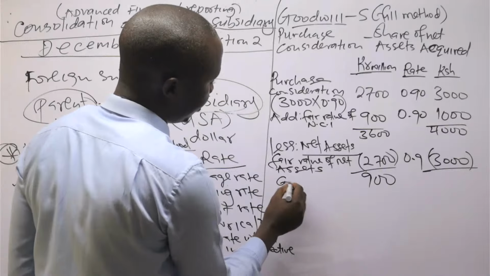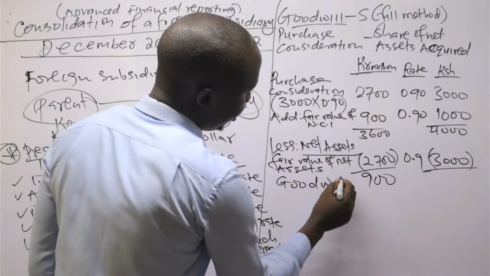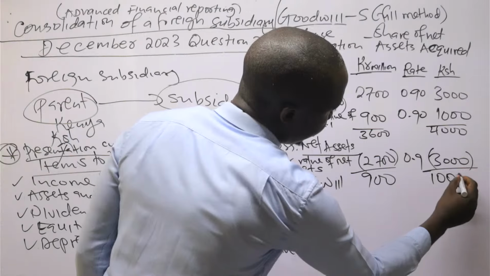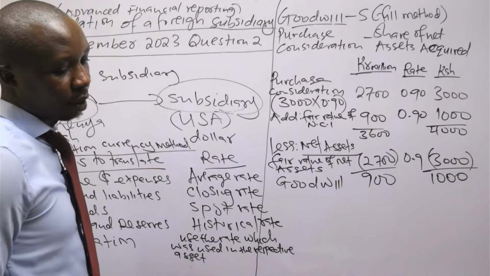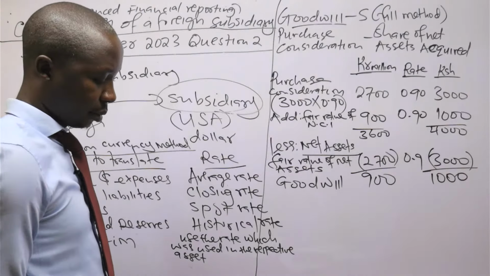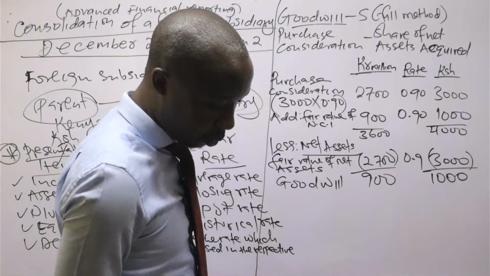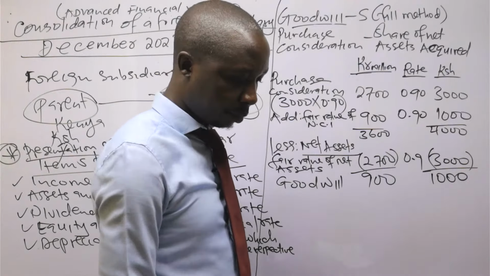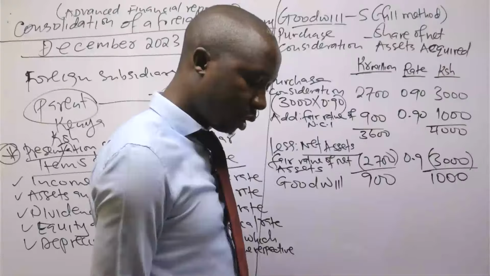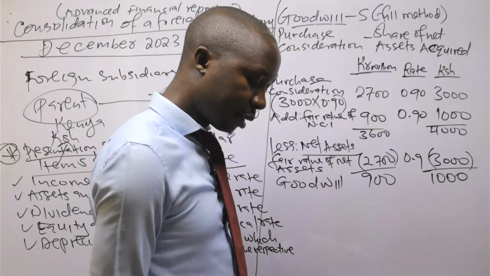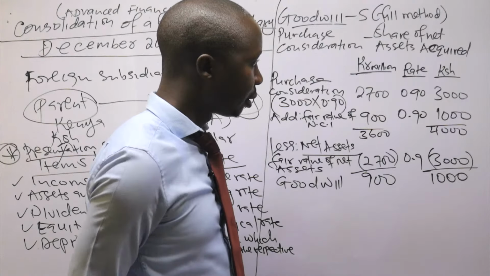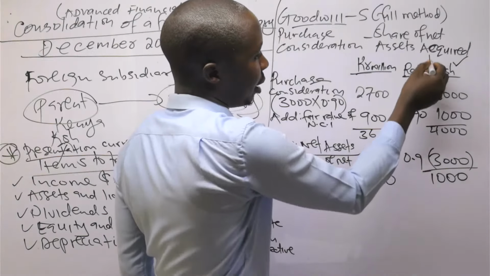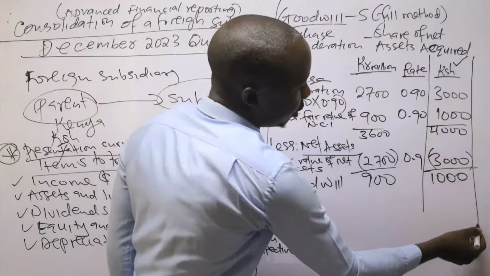So goodwill being 900, for this one it is 1,000 in Kenyan shillings. So they needed goodwill, and that is what we have done. That is the first requirement: the value of goodwill arising on acquisition of S in Kenyan shillings. That is what we have done here. So this column addresses the aspect of Kenyan shillings.